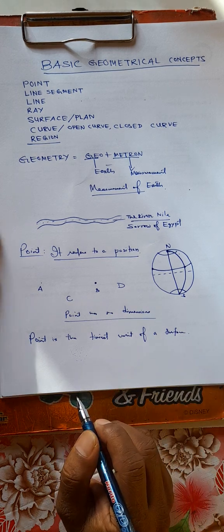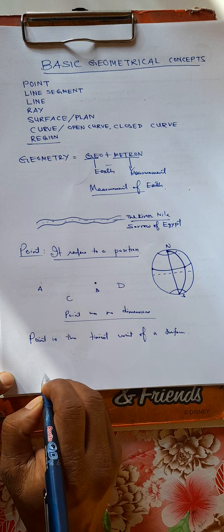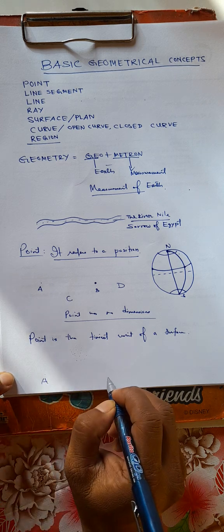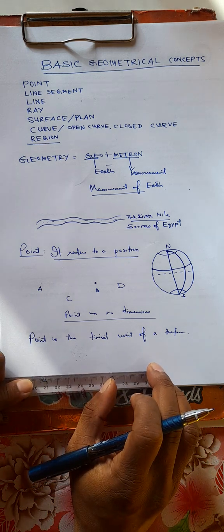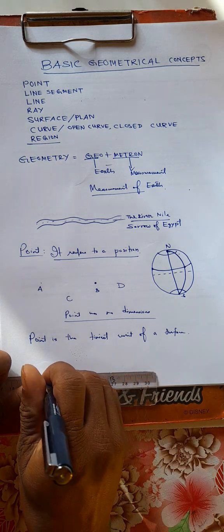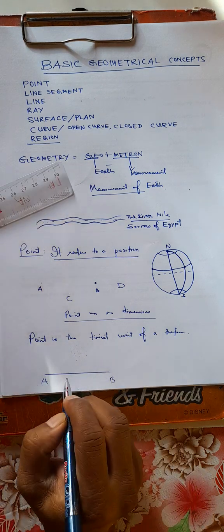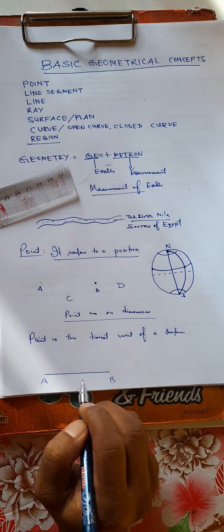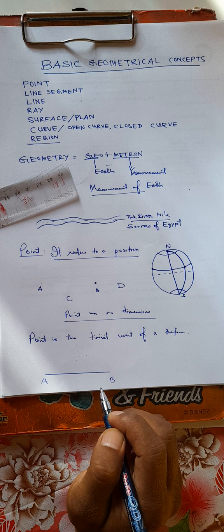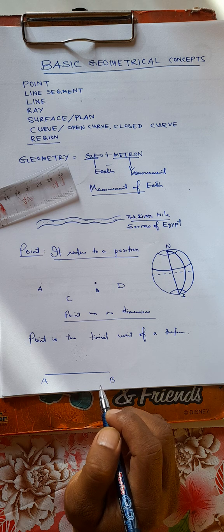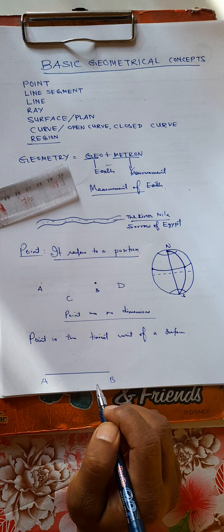Now let us imagine 2 points here. One is, say, A, and this is, say, B. Now let us join these 2 points with the help of a ruler. You are joining 2 points with the help of a ruler. So what you got? It's a line segment. So what is a line segment? It's a straight line joining any 2 points. It's a part of a line actually.